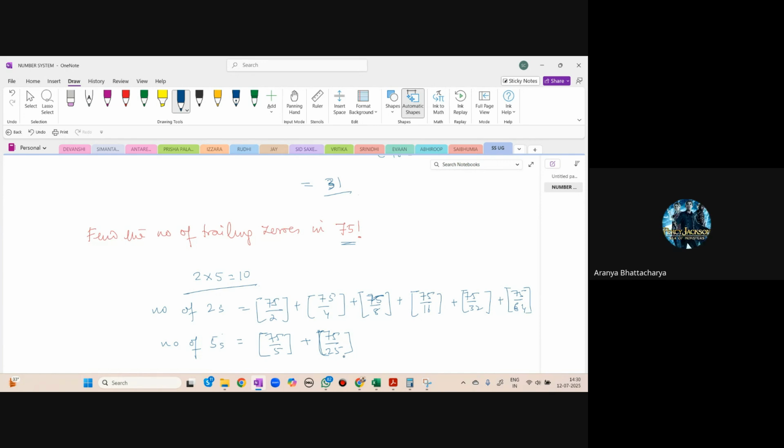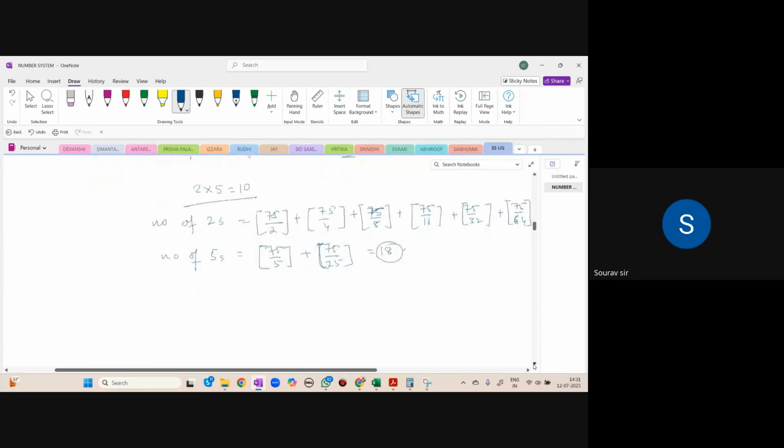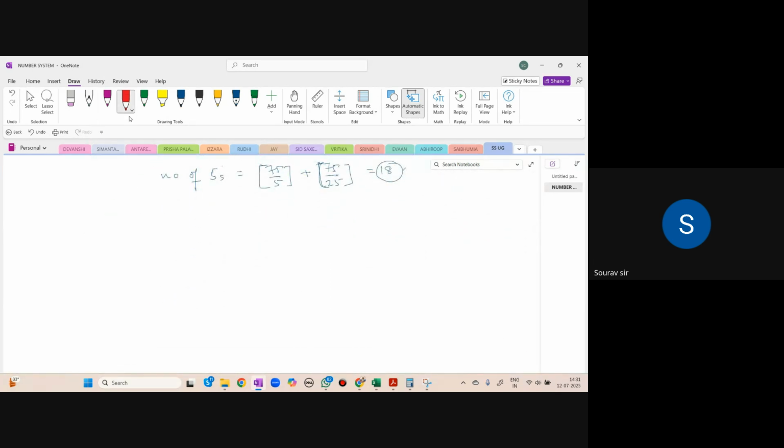18. So this is 15 and 3, 18. So there will be 18 zeros at the end of 75 factorial. Clear? Okay. Next category.